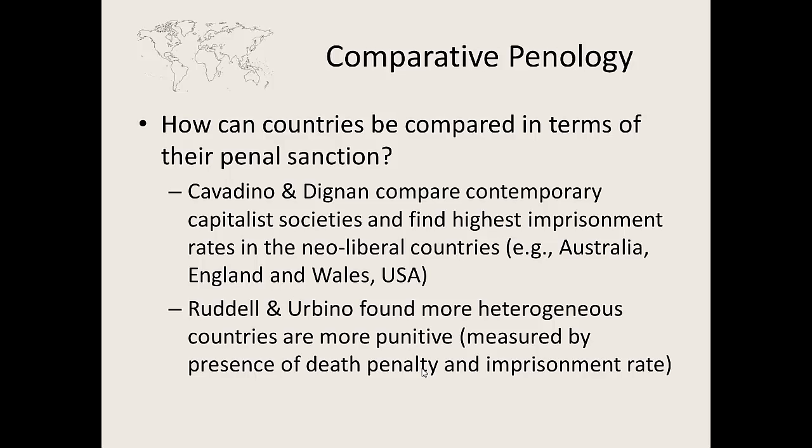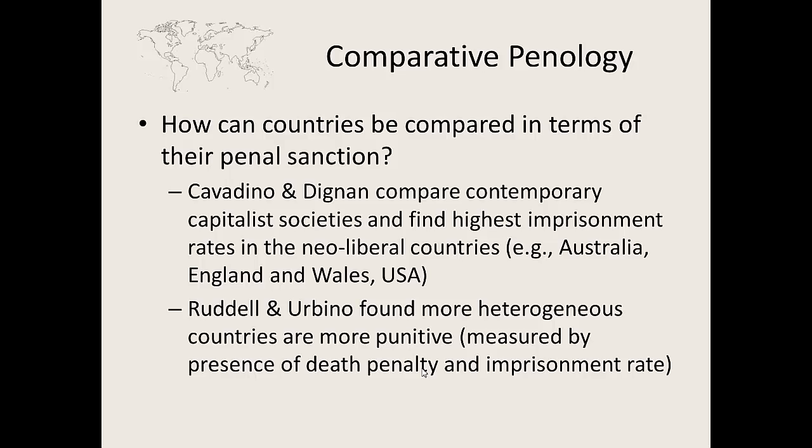Riddell and Urbino found more heterogeneous countries are more punitive. And they measured punitiveness by the presence of the death penalty and the imprisonment rate. What they're basically saying is that the greater diversity there is in a country, in terms of ethnicity and race, for example, minority members, the more punitive that country tends to be. When countries are more homogeneous, that is when they are much more similar to one another, then the countries tend not to have very punitive standards.